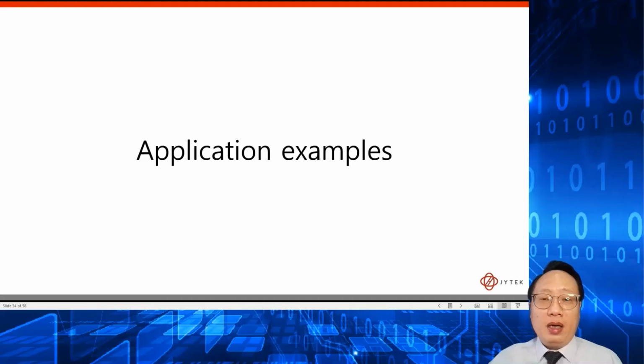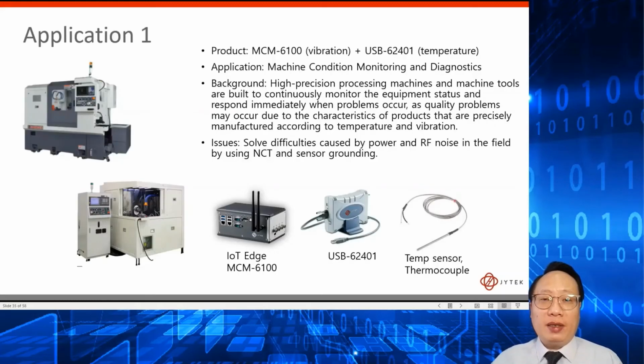Okay, Vincent. Next, we're going to talk about and share with you some application examples done by some of our customers. So the first application example is in the area of machine condition monitoring and diagnostics. A lot of our clients are using data acquisition hardware from Jytek to perform vibration monitoring and also sensor measurements such as temperature. So this is actually coming from a client.